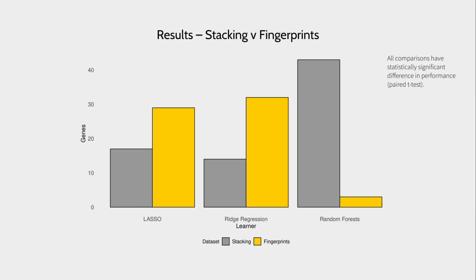When compared against the fingerprints approach, we found that just the fingerprints by itself outperforms stacking for lasso and ridge regression. But that is not the case for random forest. For random forest, we see that stacking tended to outperform using just the fingerprints or using just the relational dataset.